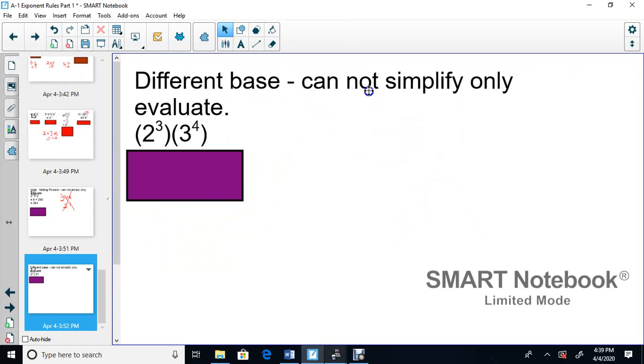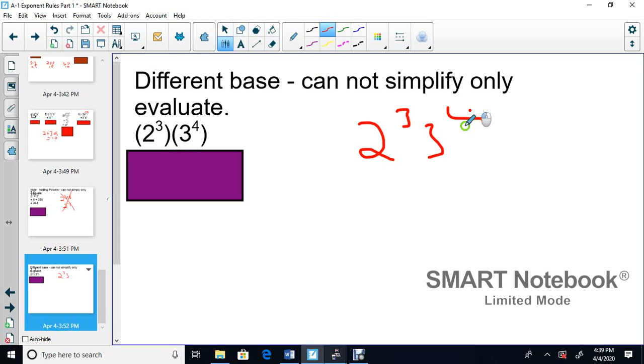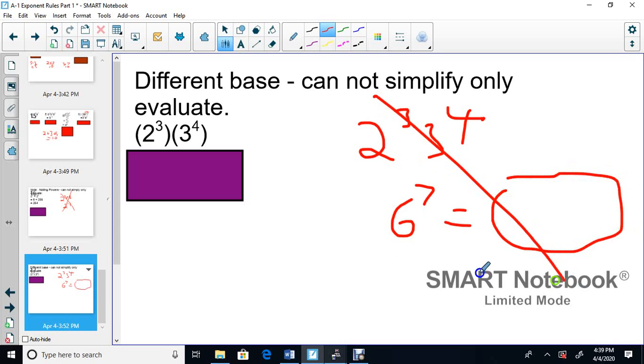Okay, different base cannot simplify. If you have a different base, I've seen people do this. Do not do this. You're not allowed to do this. 2 to the 3, 3 to the 4. Here's what people do. Oh, I'll just add those. I'll put 7. Well, what do I do with the base? 2 times 3 is 6. So they do 6 to the 7, and then they get an answer here, whatever that is. This is not correct. Do not do that.